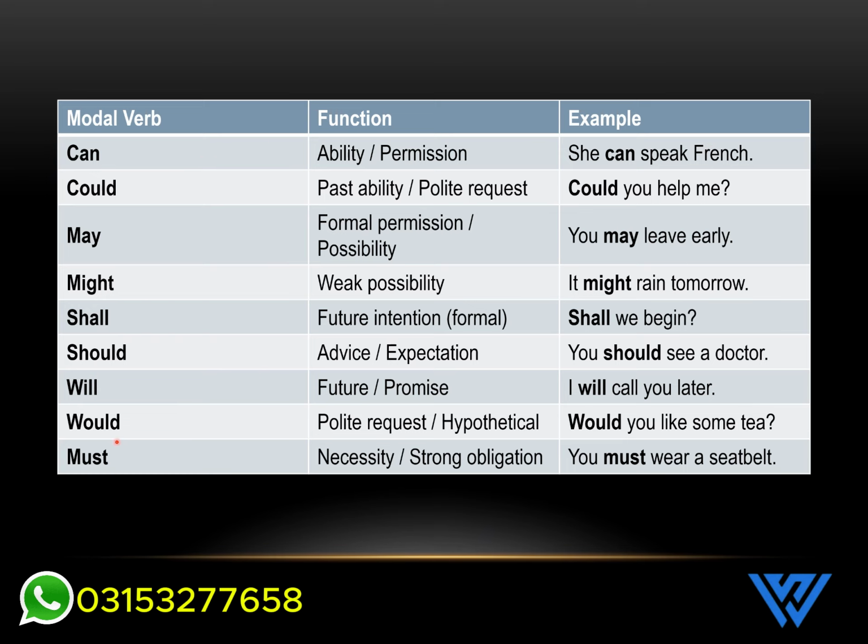For example, let's look at will. Will shows future promise. For example, you can say, I will call you later. It shows that I am promising something. So will is a modal verb and it can be used in sentences like, they will go to the picnic.